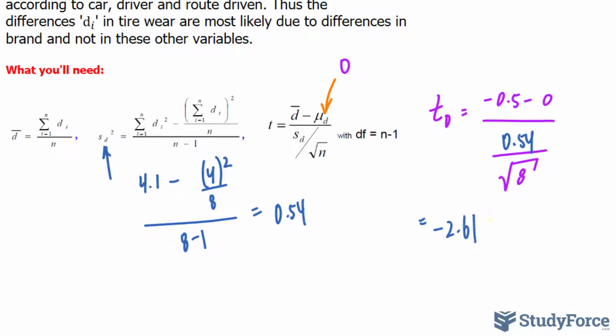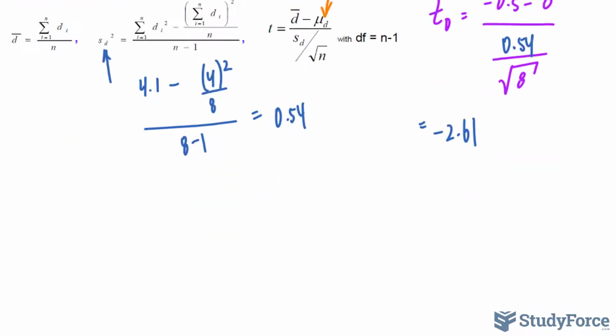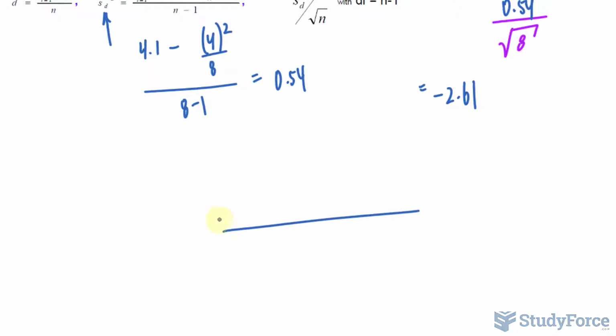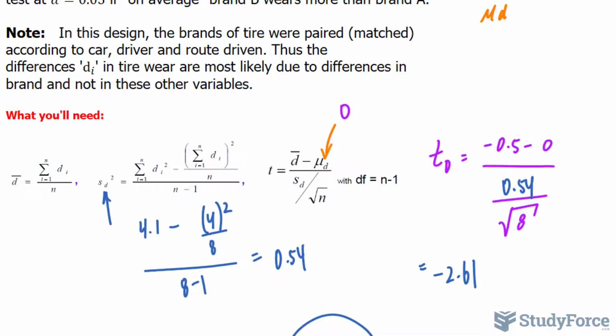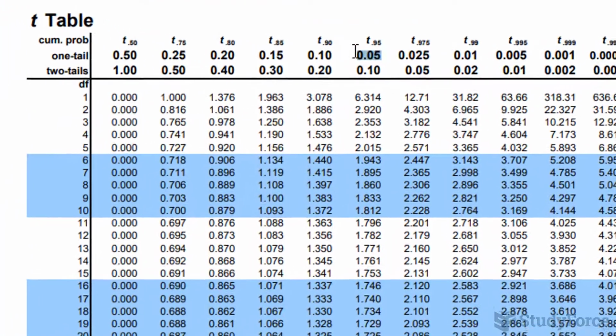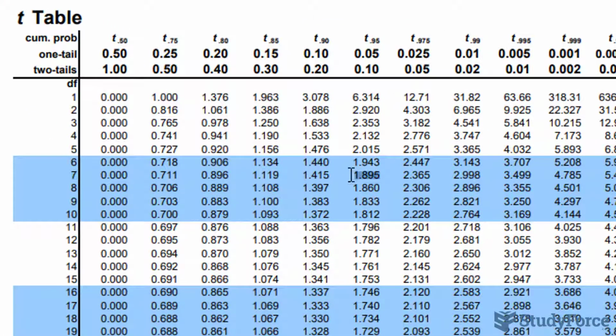Negative 2.61. Now because this is normally distributed, we have a chart that looks like this. To find out the t-critical, we will use degrees of freedom of 7, because 8 minus 1 is 7. So t-critical at an alpha value of 0.05 and 7 as the degrees of freedom. Your chart should give you negative 1.895.